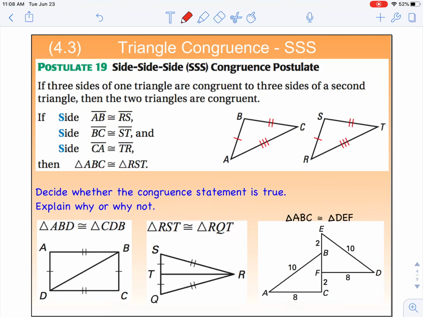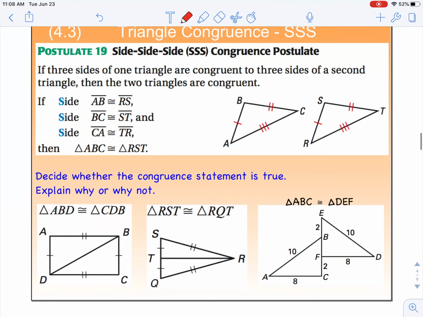This one happens to be a postulate. The side, side, side congruence postulate says if 3 sides of one triangle are congruent to 3 sides of a second triangle, then the 2 triangles are congruent. So we can prove 2 triangles are congruent using side, side, side. Let's take a look at these examples at the bottom. Decide whether the congruence statement is true. Explain why or why not.